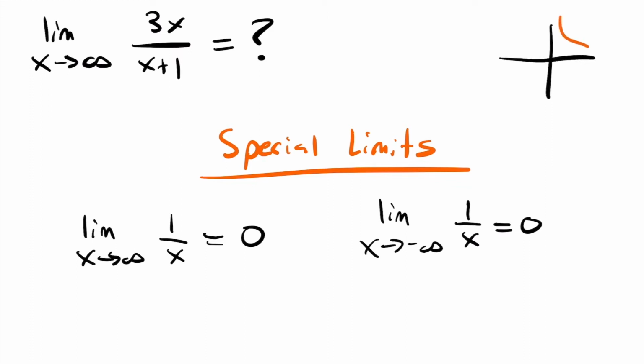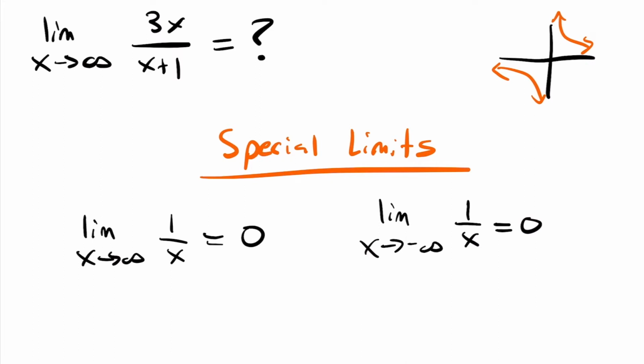It would look a little bit like this. This would be 1 over x right here. If this is the x-axis, as we get larger numbers, this function is slowly approaching 0. And if we looked at it from the negative side of the x-axis, as our numbers get smaller in this direction, we're also headed towards y equals 0. So these two special limits are true.